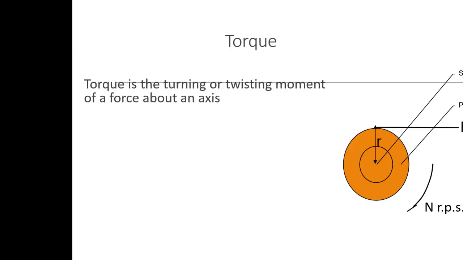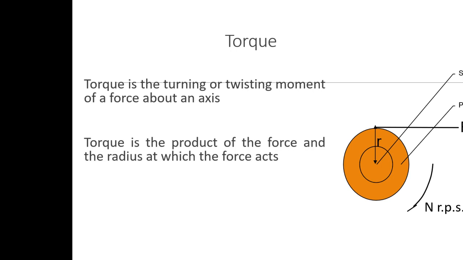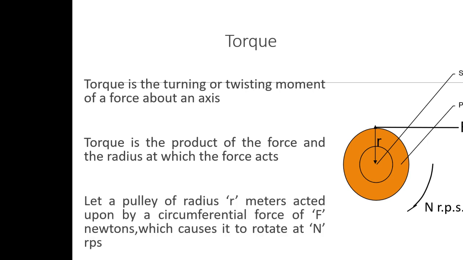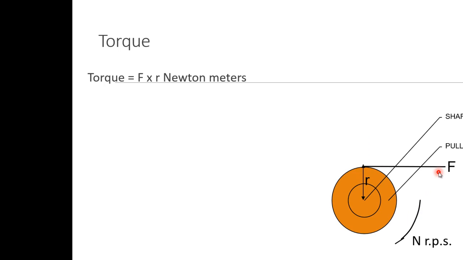Okay, torque. Torque is a turning or twisting movement of a force about an axis. Torque is the product of the force and the radius at which the force acts. So let's take a pulley of radius r meters, acted upon by a circumferential force F, which causes it to rotate at speed n. So torque is equal to force into radius, which is in newton meters.